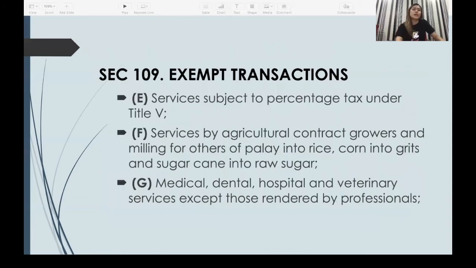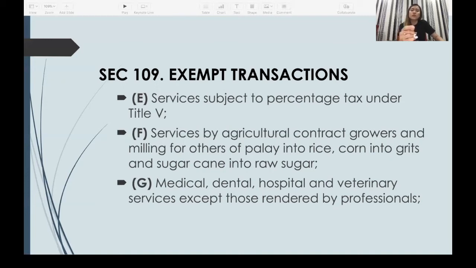Next is Section 109E, services subject to percentage tax under Title V or 5. Value-added tax and other percentage tax should not be imposed na sabay. For example, ako may business, hindi ako pwedeng bayad ako ng VAT, magbabayad din ako ng OPT. Dapat isa lang. If taxable under other percentage tax, hindi na siya pwedeng i-tax under VAT.